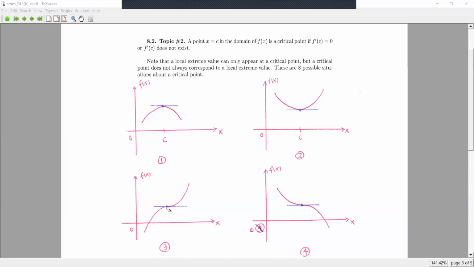This point is a critical point. The tangent line is horizontal, or the derivative is 0. This is a critical point. The tangent line is horizontal, or the derivative is 0. But in these 2 cases, the function f has no maximum nor minimum at this point.